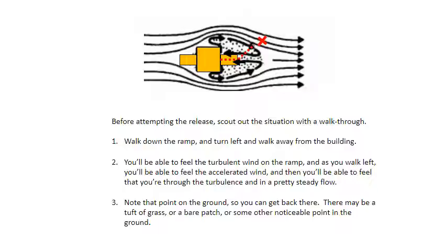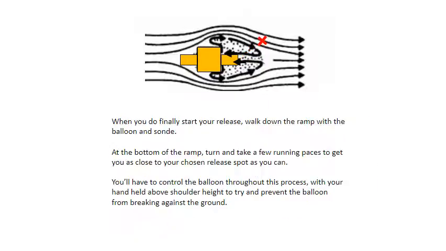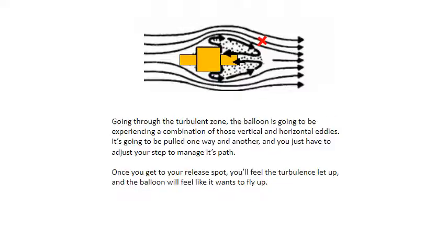There may be a tuft of grass or a bare patch or some other noticeable point on the ground. When you do finally start your release, walk down the ramp with the balloon and sonde. At the bottom of the ramp, turn and take a few running paces to get you as close to your chosen release point as you can. You'll have to control the balloon throughout this process with your hand held high above shoulder height to try and prevent the balloon from breaking against the ground.